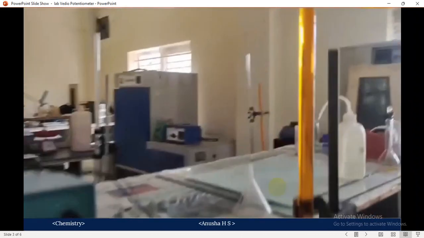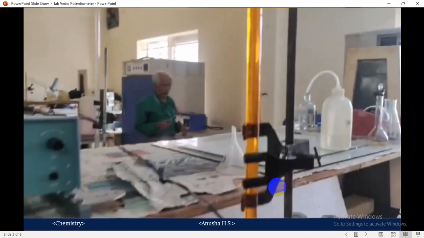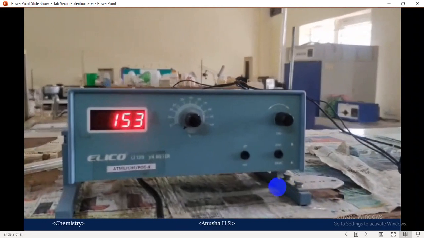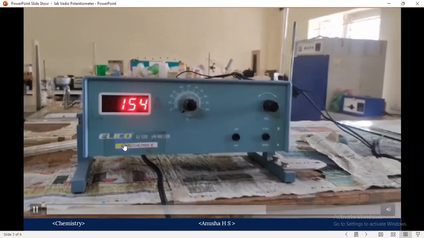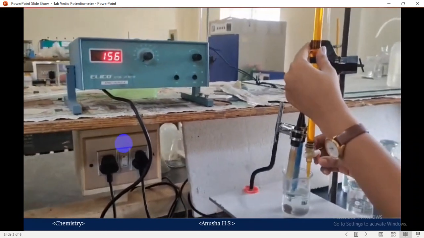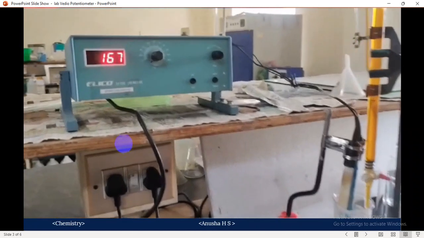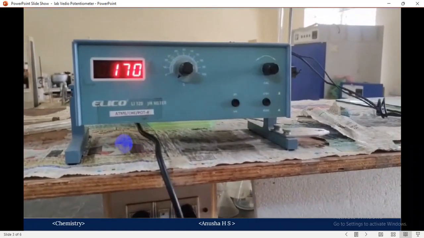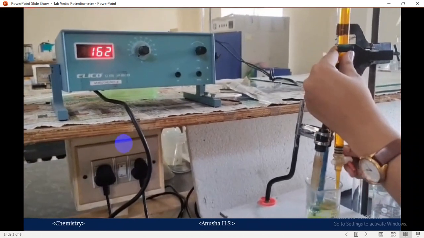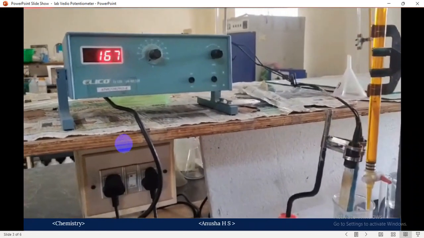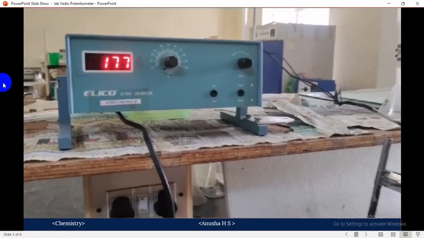Add 0.5 ml of K2Cr2O7 solution to the beaker. The potential should vary, so here we are observing the change in the potential. Initially it is 120, 137. By adding the K2Cr2O7 into the beaker, the potential increases. Whether the potential increases or decreases depends upon the concentration of the solution. It is a continuous and gradual increase of the potential of the solution.